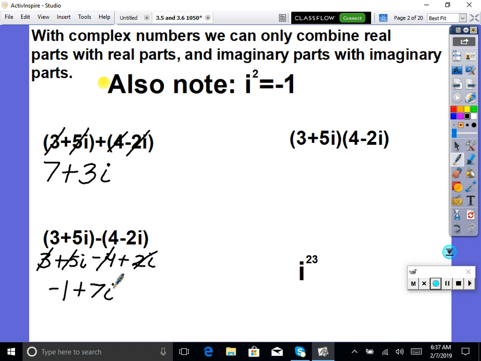Okay, let's do a multiplication one. So you would distribute because it's multiplication. So 3 times 4 will be 12. 3 times negative 2i is negative 6i. 5i times 4 is positive 20i. And then positive 5i times negative 2i is usually where people mess up, so be really careful. That's negative 10 i squared.